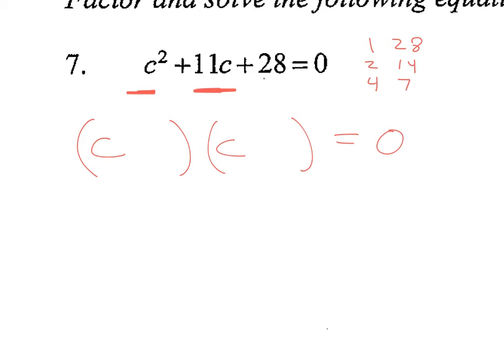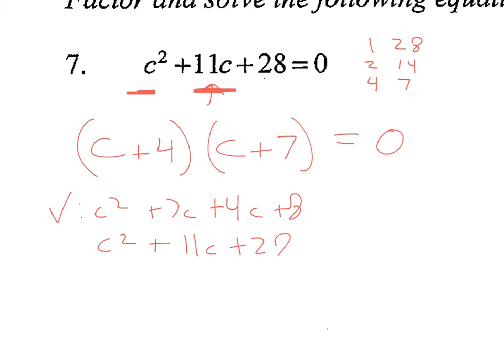Okay, and I'm trying to see, do any of them add to 11? 4 and 7. So I'll go 4 and 7, and I'll go plus and plus. I'll do my check line real quick. c squared plus 7c plus 4c plus 28. And that's c squared plus 11c plus 28. Okay, that works. So the check line is kind of just this little intermediate step just to make sure our factoring is correct.